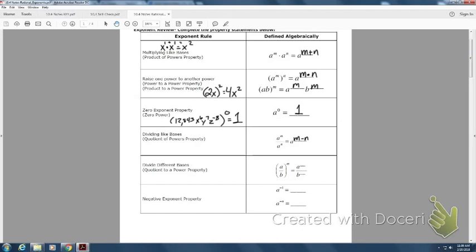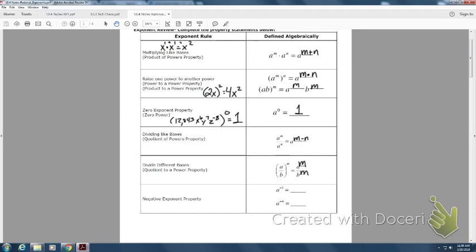Next, dividing with different bases. What does that m belong to? The a, the b, or both? Both. Okay, hopefully that's just like up here whenever we're talking about the power property. It's something in parentheses. If it's in parentheses, that exponent belongs to everything within that parentheses.